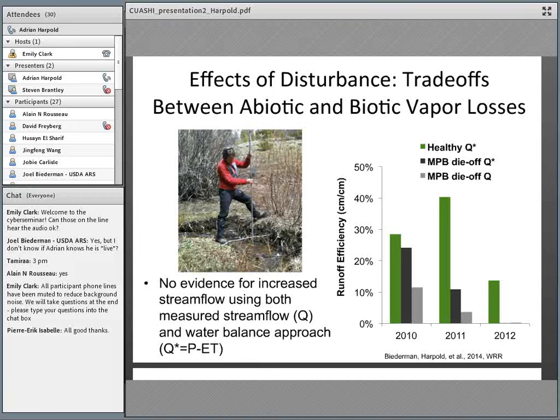And again, the bars can be quite similar, say in 2010, and then we actually see quite a bit less runoff coming out of our pine beetle disturbed site. So our hypothesis that opening the canopy, reducing interception, as well as turning off transpiration was going to drive up stream flow doesn't appear to be true at this particular site.